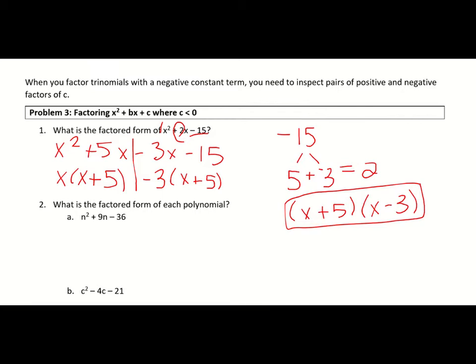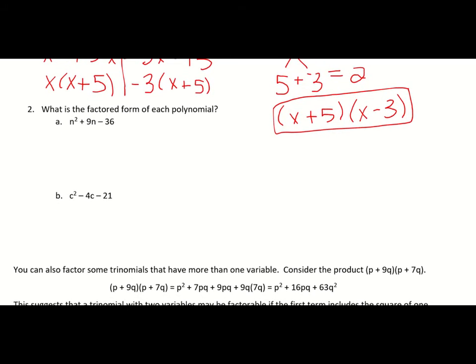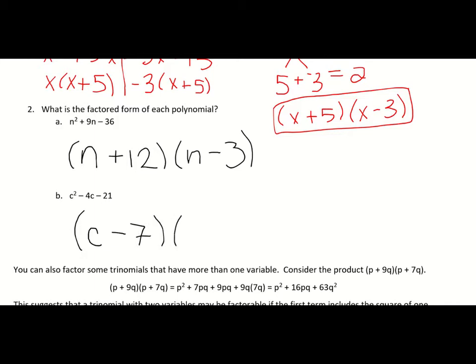So this time I'm going to have you try number 2, A and B, and see if you can factor those polynomials. If you factored A correctly, it would have factored to 2n plus 12 and n minus 3. If you factored B correctly, it would have factored to c minus 7 and c plus 3.